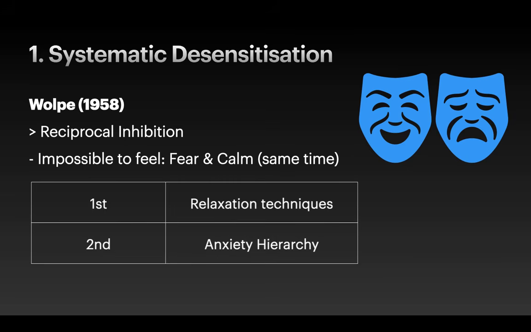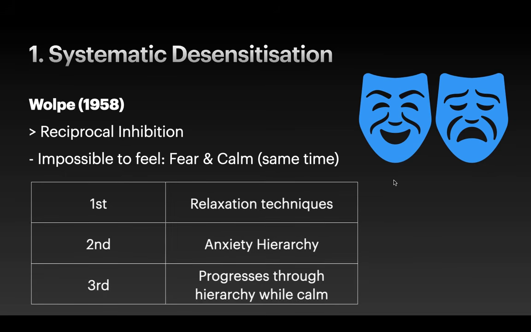So anxiety hierarchy is basically, let's say you're afraid of spiders. So instead of giving you a spider, I show you a picture of a spider from far. Then I introduce a small fake plastic spider. And then I bring in a real spider, right? So that's the hierarchy. And whenever this is introduced to you, you have to be relaxed. If you feel afraid, immediately the stimulus is taken away, right? Third, you proceed through the hierarchy while you're feeling calm, right?